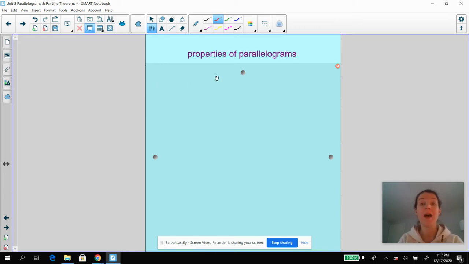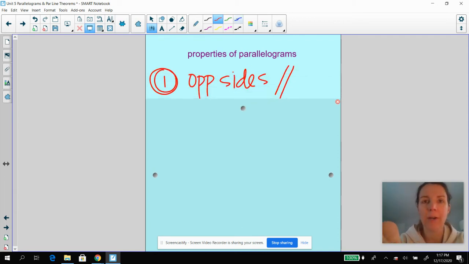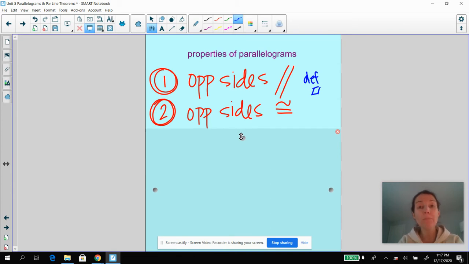But hopefully you noticed the very first property of a parallelogram, and this is actually the definition of a parallelogram. And we actually abbreviate parallelogram as like a teeny tiny little cute parallelogram symbol, which is so cool. So the definition of parallelogram is a quadrilateral with both pairs of opposite sides parallel to each other. So hopefully you notice too, you've got both pairs of opposite sides are congruent. Both pairs of opposite sides are congruent to each other.